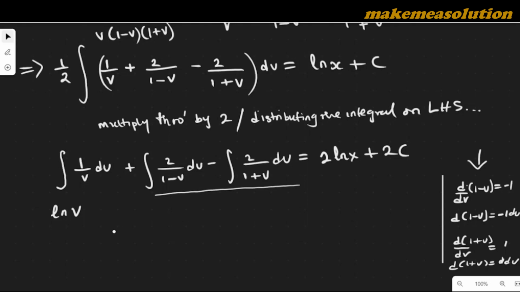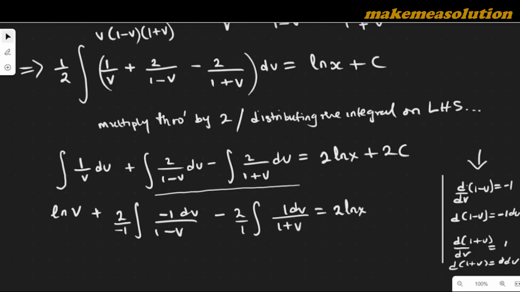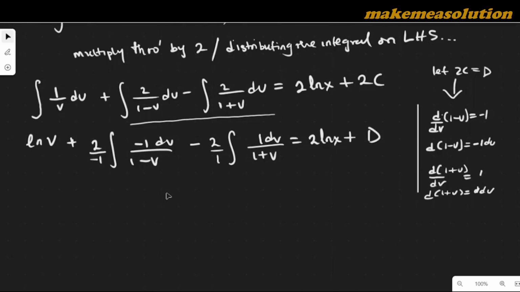Now this is what is going to happen: plus 2 over minus 1, for instance, into minus 1 dv over 1 minus v. Then you now have minus 2 over 1 into 1 dv over 1 plus v, is equal to 2 ln x plus 2c, which can become d, for instance, so we let 2c be d. Okay, so this is how we modified the integrals.